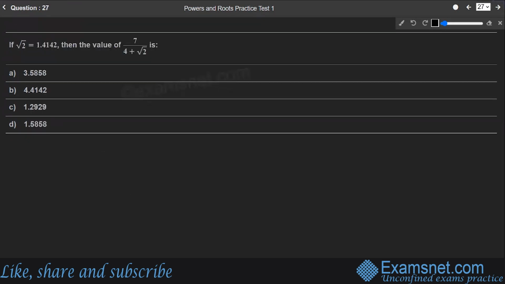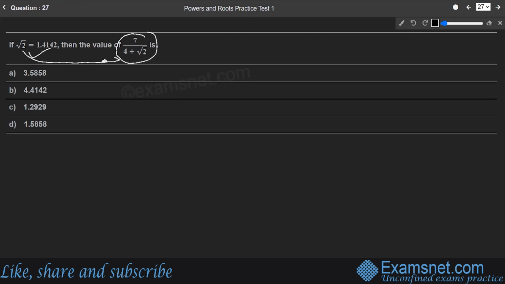Now if root 2 is equal to 1.4142, then the value of (4 plus root 7) divided by (4 plus root 2) is what is required. So clearly we can put the root 2 value inside, and then we can find the answer. Otherwise we can conjugate that also. If we conjugate, then we will be able to remove root 2 from the denominator, but anyhow we'll have to put the value of root 2.